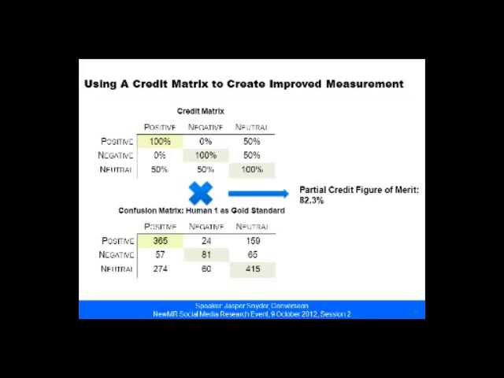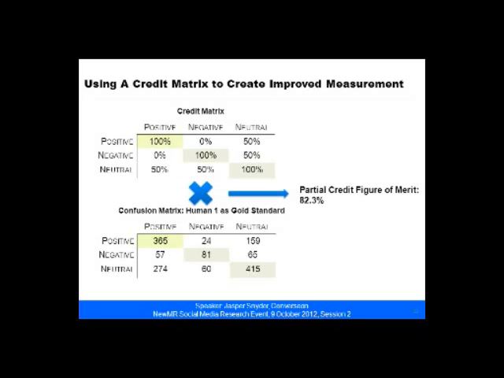And we can factor in these relative weights by using what's called a credit matrix. And the one on the screen here says that you get 100% when your label agrees with the gold standard. So if you call something negative that the gold standard says is positive, you get 0 credit, because it's a really bad error. But if you call something positive that the gold standard says is neutral, you get 50% credit because it's not such a bad mistake.